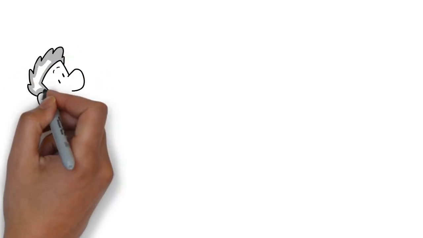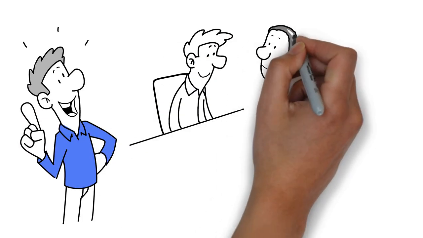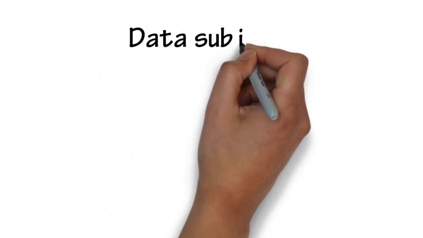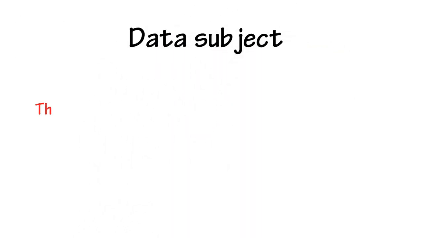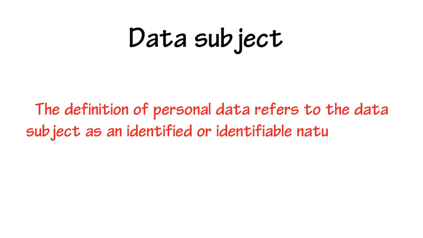The processor is a subordinate party that is contractually obliged to process personal data only on documented instructions from the controller. Data subject. No definition of the person concerned is included in the GDPR. The definition of personal data refers to the data subject as an identified or identifiable natural person.